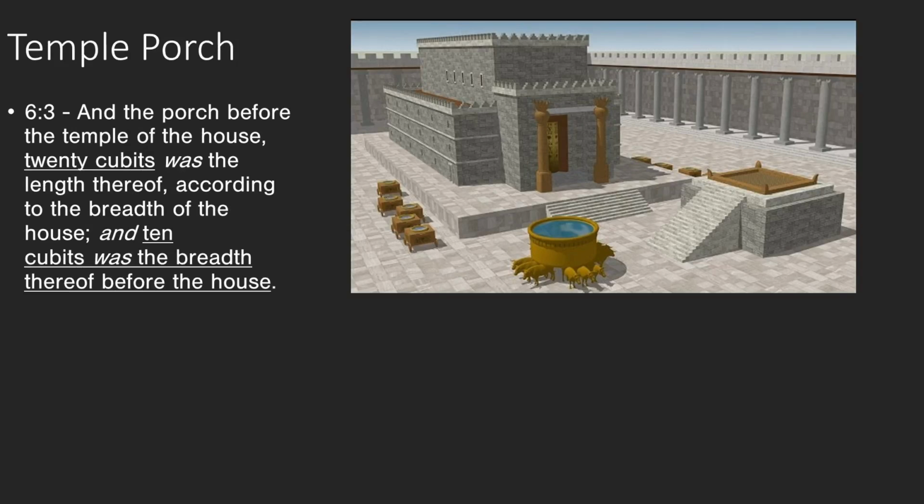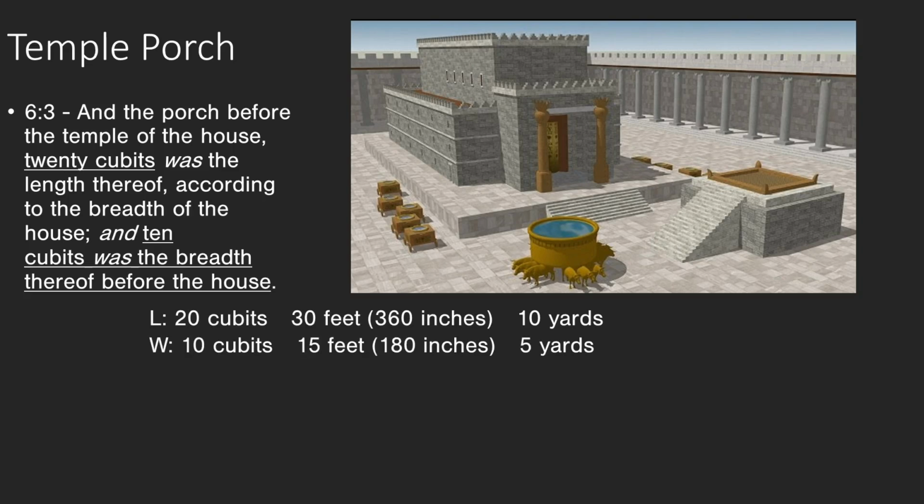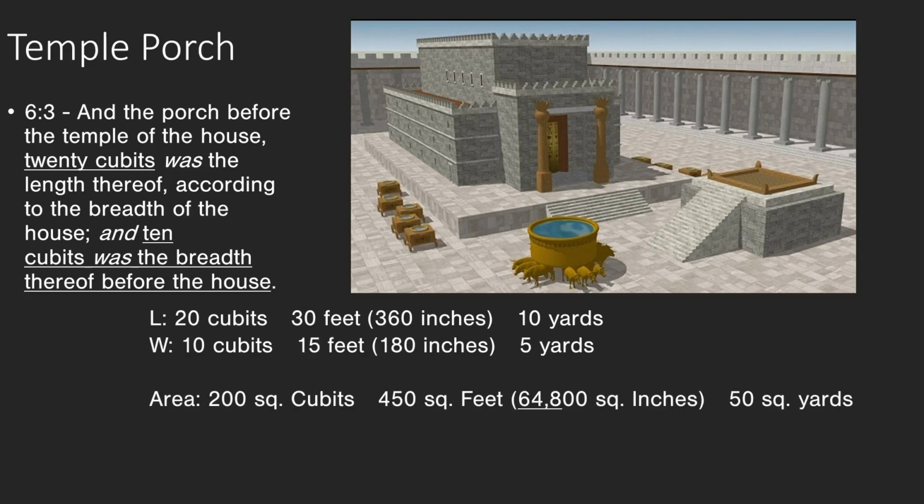The porch. And the porch before the temple of the house, 20 cubits was the length thereof, according to the breadth of the house, and 10 cubits was the breadth thereof before the house. We just can't get away from this number 360. The length of the porch is 360 inches. The width is half of that. And the area in square inches gives us our great year number of 648, yet again. And in the perimeter, of course, we have our moon radius number coming up in terms of inches.